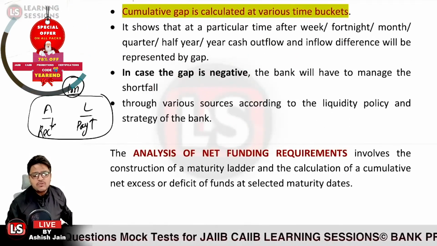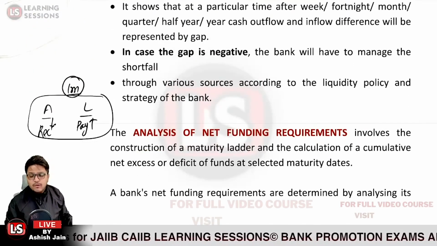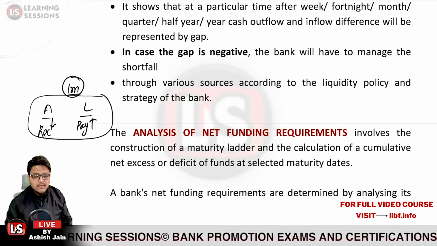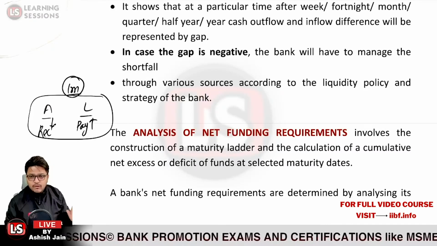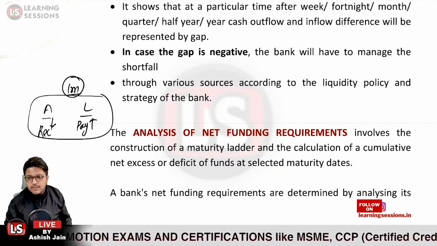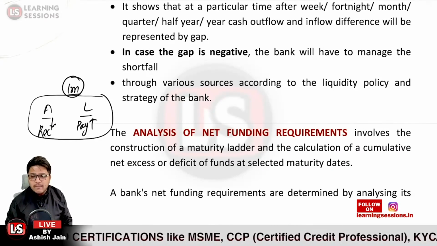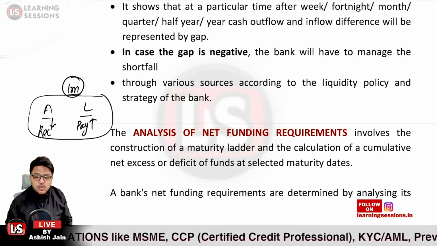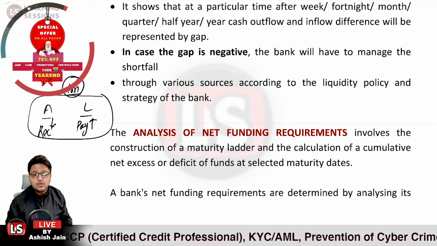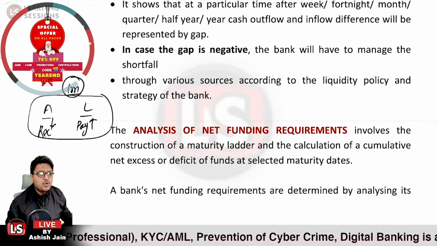Okay. Now it is related to the analysis of the net funding requirements. It involves constructing a maturity ladder. We will be looking at the different types of assets, investments, and liabilities cumulatively over a time horizon, over a time bucket, where those are maturing, and then we will be looking at the gap between them. That is said to be the maturity ladder.